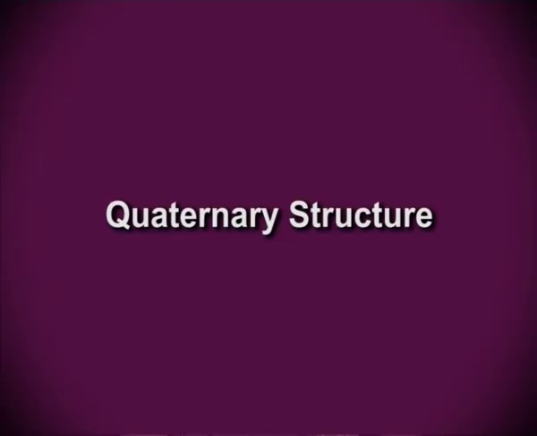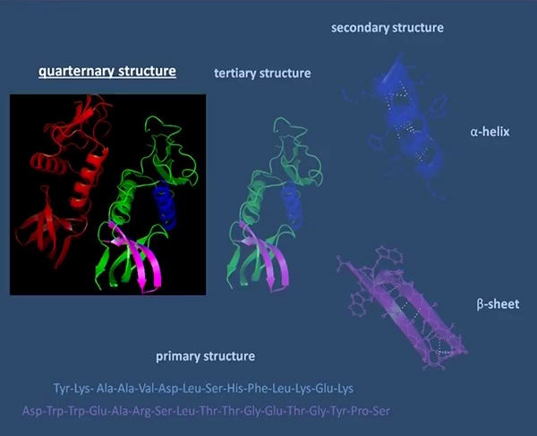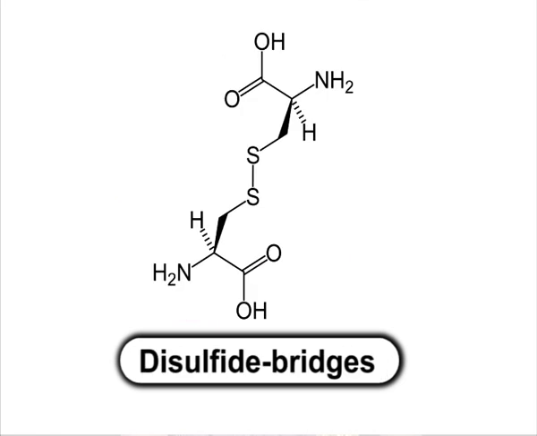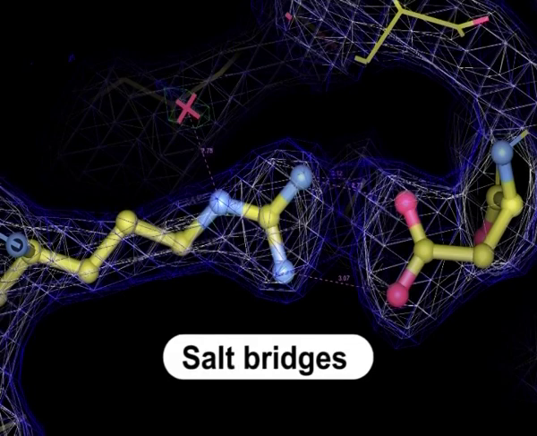Quaternary structures. Many proteins are made up of multiple polypeptide chains often referred to as protein subunits. These subunits may be the same or different and each has its own tertiary structure. The quaternary structure refers to how these protein subunits interact with each other and arrange themselves to form a larger aggregate protein complex. The final shape of the protein complex is once again stabilized by various interactions including hydrogen bonding, disulfide bridges and salt bridges.